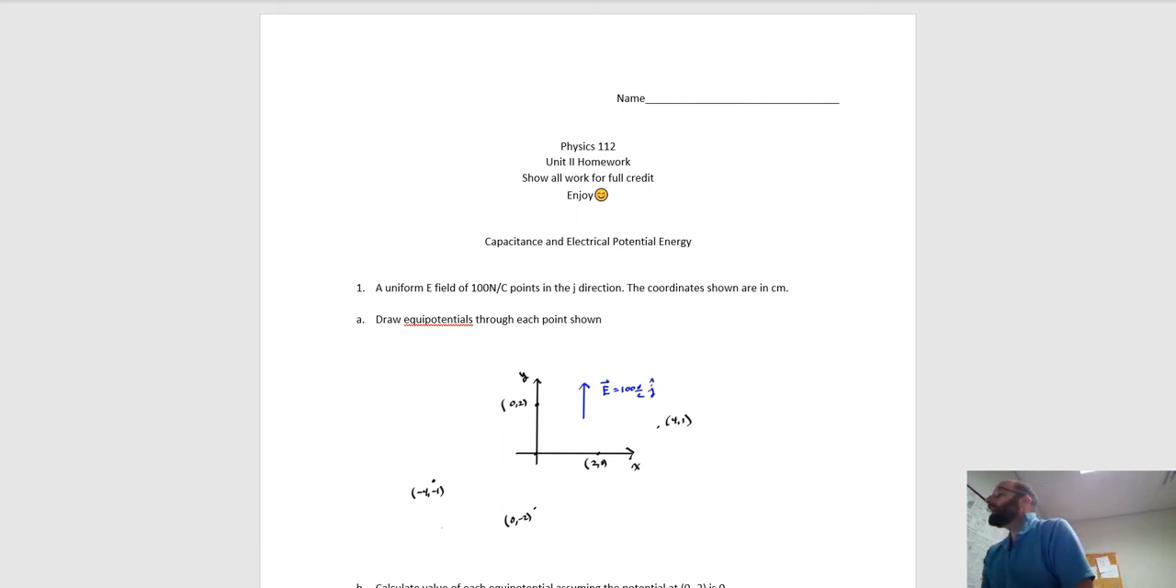See, capacitance and electrical potential energy. So number one, a uniform electric field of 100 Newton per Coulomb points in the plus J direction. The coordinates are shown in centimeters. Draw potentials through each point.